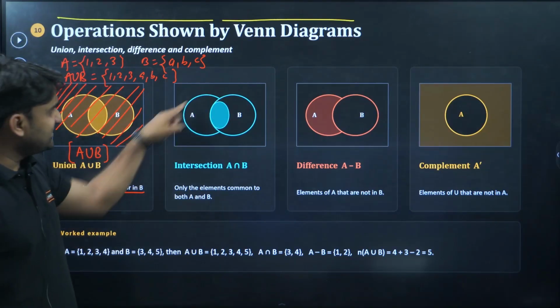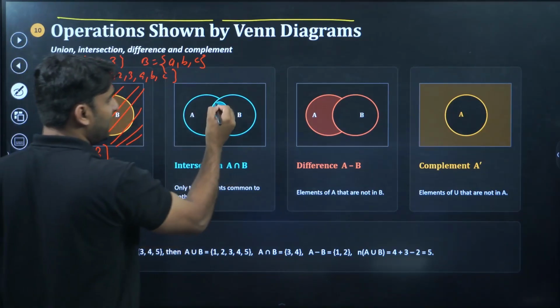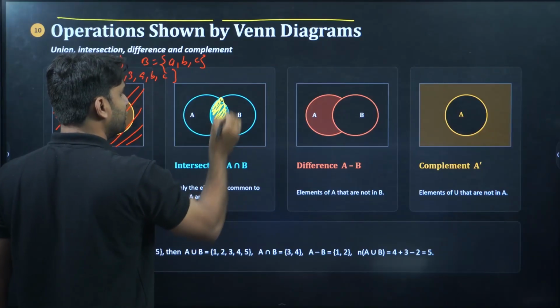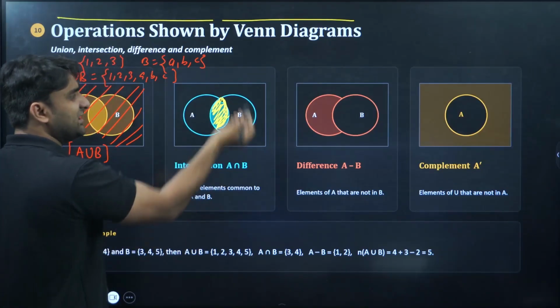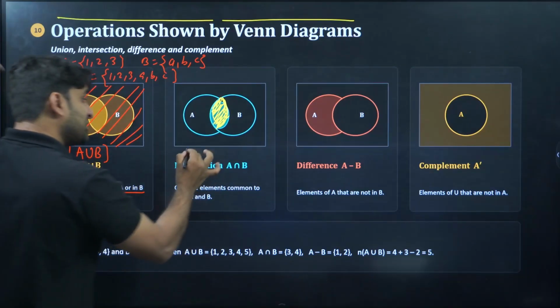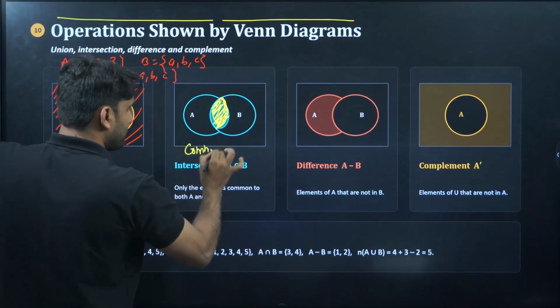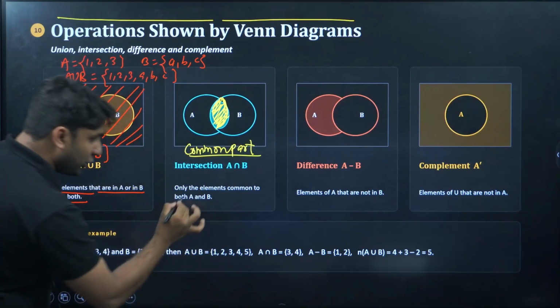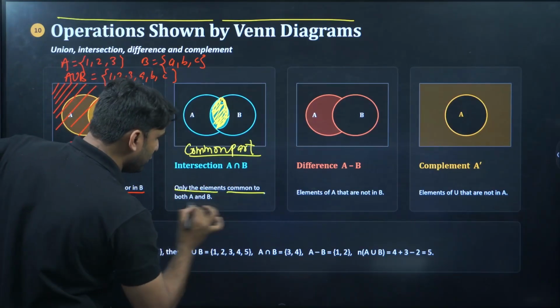Now look at the second part. This is set A, this is set B, but here this part is highlighted. This part is shared by both. It is present in the set A circle and the set B circle. So this is called intersection, guys. Intersection means the common part of both the sets, only the elements common to both A and B.